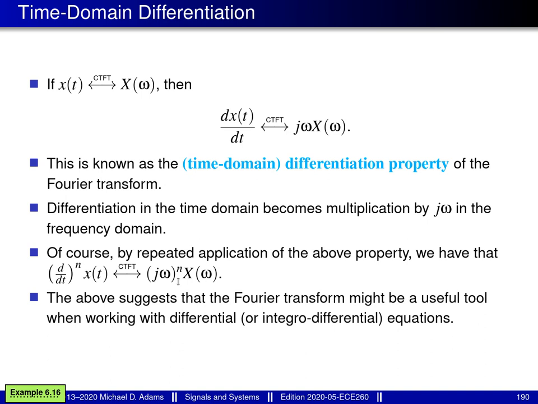particular property suggests that the Fourier transform might be a very useful tool when working with differential or integro-differential equations, in other words, equations that involve derivatives. And the reason for this is because this property implies that we can use the Fourier transform to change differentiation operations into multiplication operations, specifically multiplication operations that multiply by j omega. And arguably multiplication is a much simpler operation than differentiation.